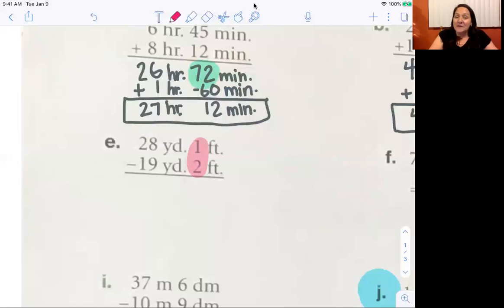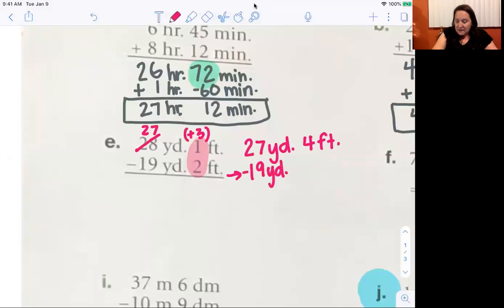So when that happens, we go to the neighbor. We'll take 1 from the 28 and that leaves 27. And how many feet are in a yard? 3 feet in a yard. So we're going to add the 3. Now remember, with the subtraction, we rewrite the problem. So our new problem is, or our updated problem is, 27 yards, 4 feet, minus 19 yards, 2 feet.